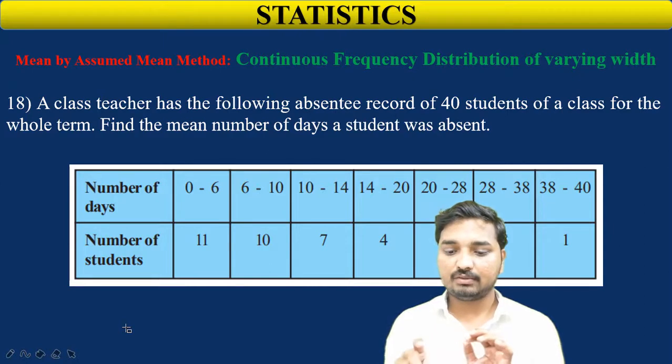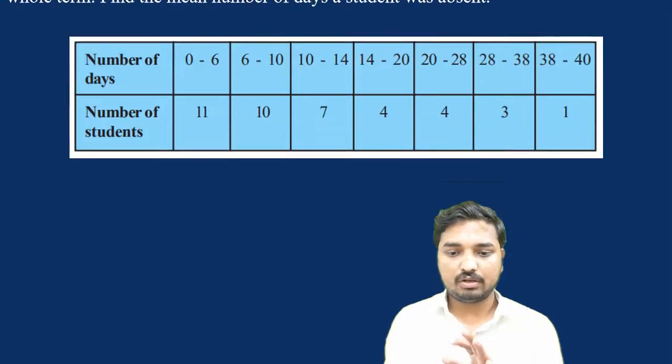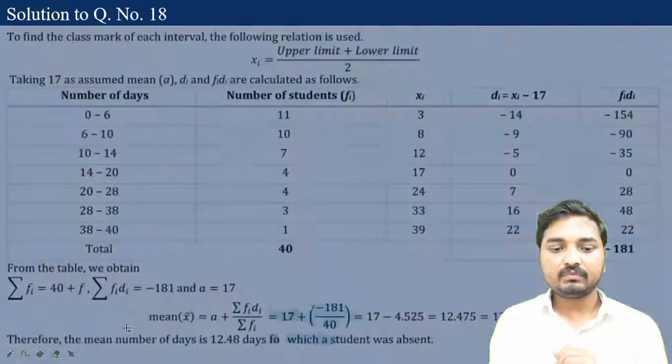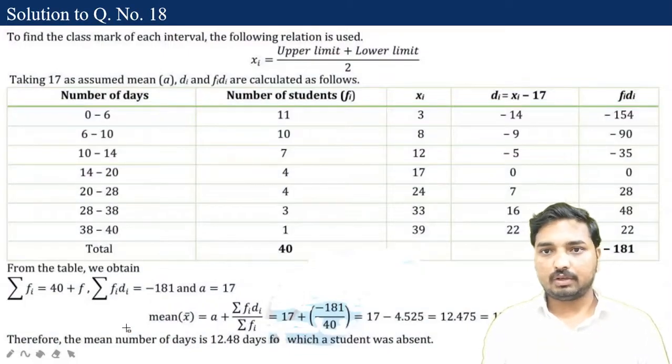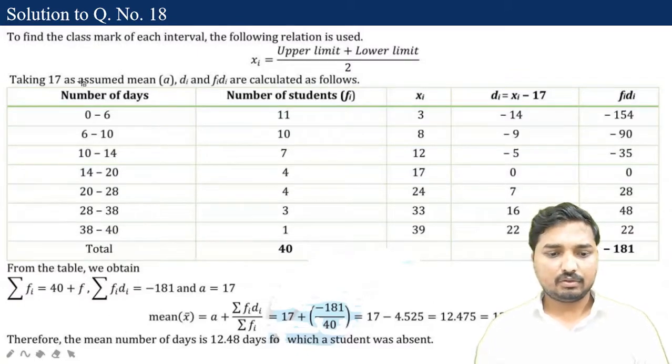So for this question I'm not going to animate it directly. I will give the solution for you. Look at the solution; the entire solution is displayed here. Now look at xi; he is going to give the xi formula, which is already known to you: upper limit plus lower limit by 2. Now look at the table here.